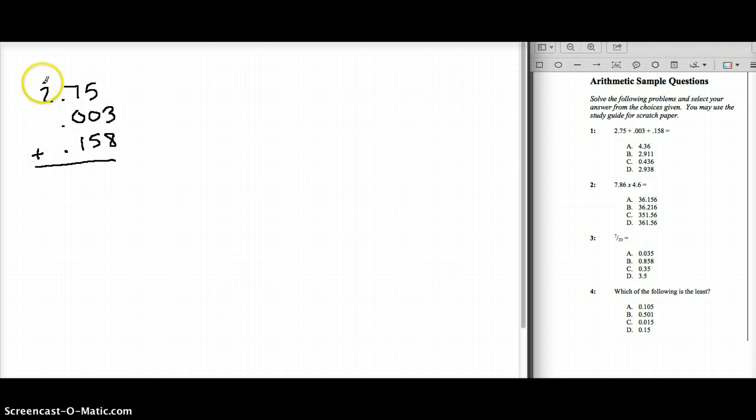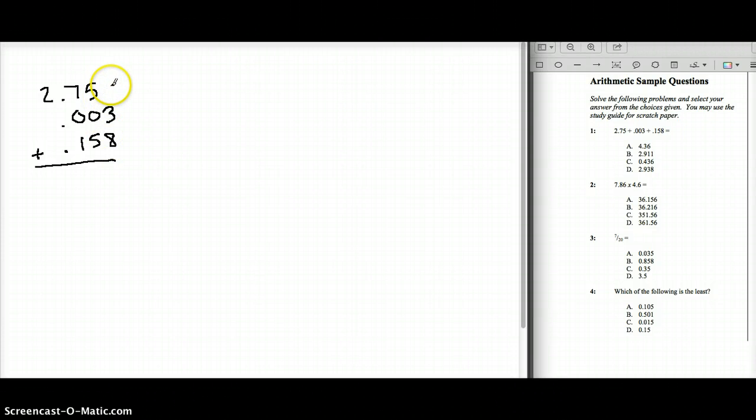If you remember, this column is called the ones place, and there's only one number in the ones place, and that's this 2. This column right after the decimal is called the tenths place. We're going to add all those up together. We have a 7, a 0, and a 1. This column is called the hundredths place. That's with the TH at the end. In this column we have a 5, a 0, and another 5. This column is the thousandths place.